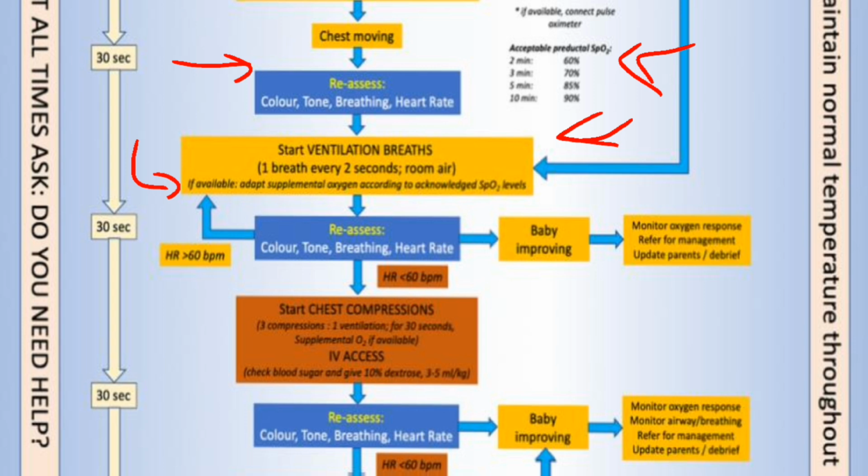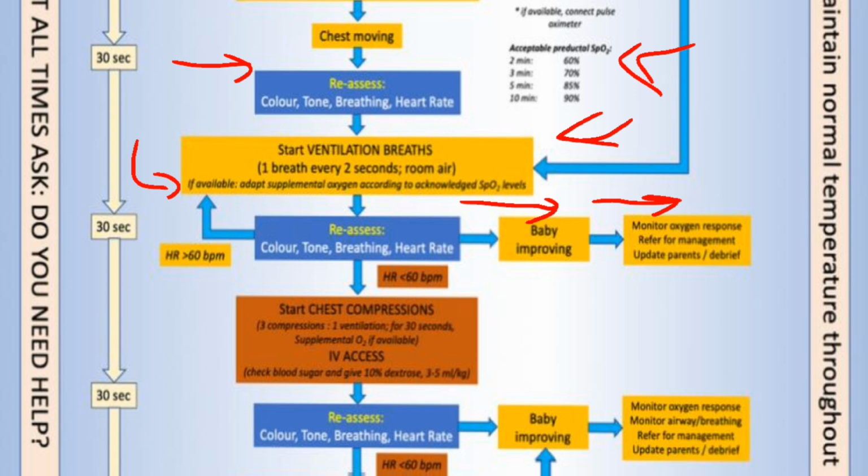Then after that, you again reassess the child: color, tone, breathing, and heart rate. If the baby has improved, or is improving, then you can monitor the oxygen response and refer for management. Also update the parents, or debrief them about the condition and how the baby is faring.